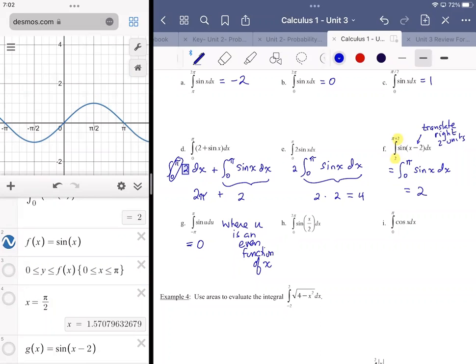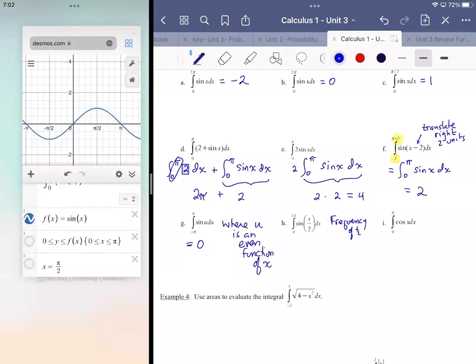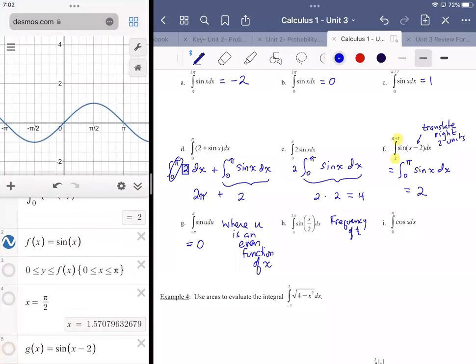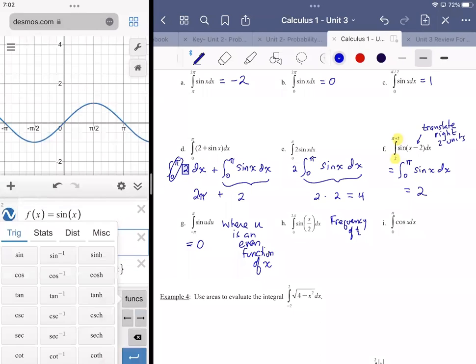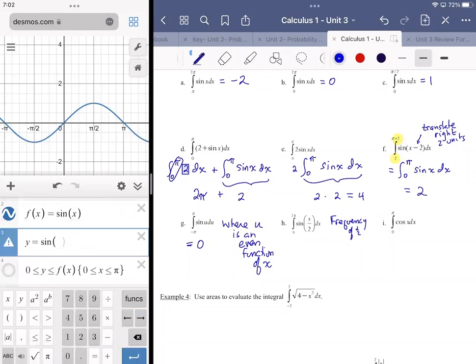Now, sine of x over 2, that's a frequency of 1/2. That means that it actually takes double the length to complete a sine wave. But that's all fun fact of the day territory. Let me actually just show you. Y equals the sine of x over 2.